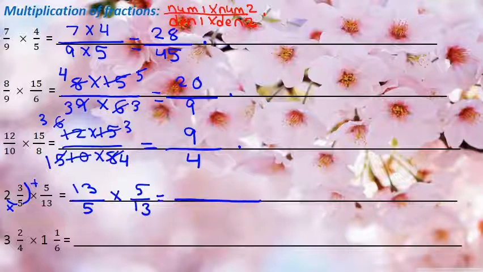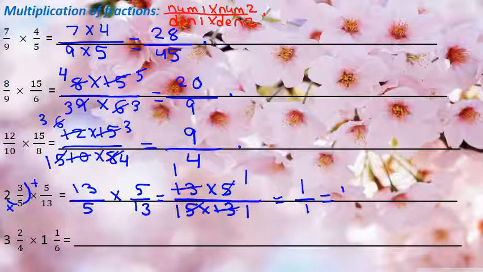We multiply on a big line of a fraction. 13 times 5 over 5 times 13. 13 by 13 is 1, 13 by 13 is 1, 5 by 5 is 1, and 5 by 5 is 1. So 1 over 1 equals 1. The two fractions, 13 over 5 and 5 over 13, are reciprocal fractions. Because of that, their product is 1.